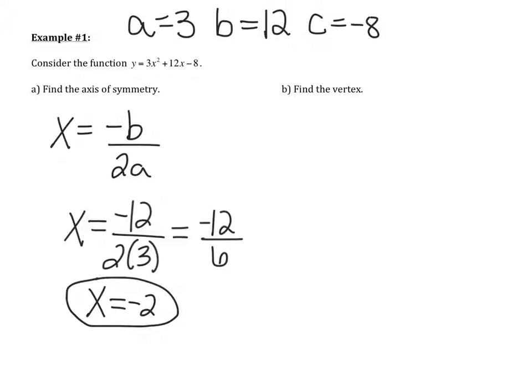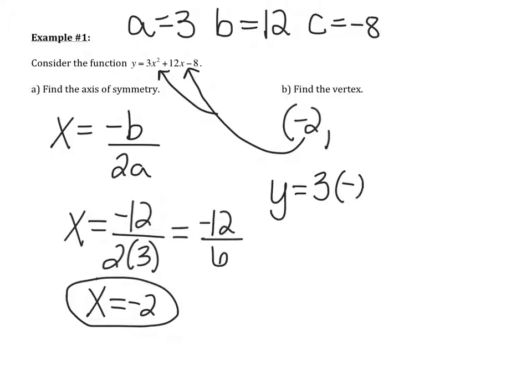For the vertex, remember, your vertex lies on the axis of symmetry. So the x value, since it's x equals, is the x value of your vertex. So we already know that the x value is negative 2. Now we just need to find the corresponding y value. So if we know that x equals negative 2, we're going to take that negative 2 and plug it in for the x's in our equation. So we would have y equals 3 times negative 2 squared plus 12 times negative 2 minus 8.